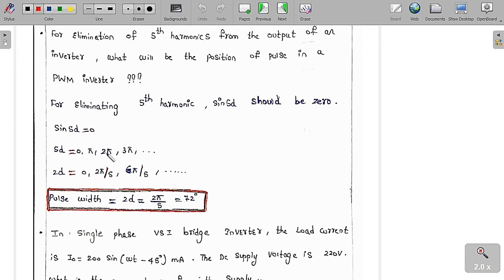So 5d is equal to k pi, where k can be 0, 1, 2, 3. So you are going to get values like this. But I want 2d. So 2d is equal to 0, 2 pi by 5, 4 pi by 5, and so on. You are going to get all these things. So 2d is going to lie only between 0 to 180 degree. So out of this we are going to prefer the 2 pi by 5, which is 72 degree.